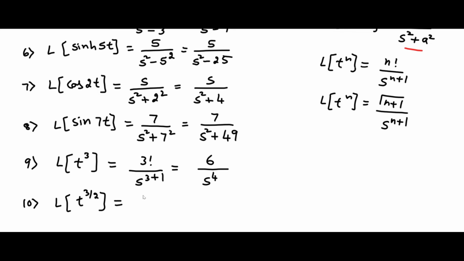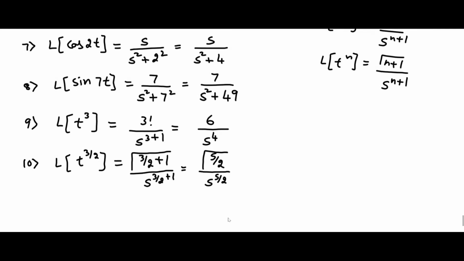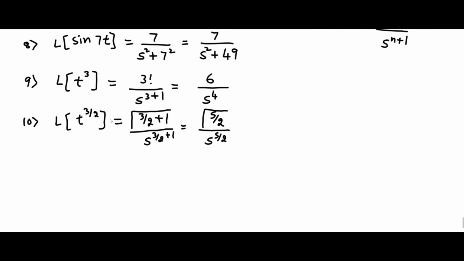So that's the formula. Here the value of n is 3 by 2, so we get 3 by 2 plus 1. It is a gamma function: gamma of 3 by 2 plus 1 divided by s power of n plus 1, which is 3 by 2 plus 1. If you simplify, 3 by 2 plus 1 will be 5 by 2. So we get gamma of 5 by 2 divided by s power of 5 by 2. But we need to find the value of gamma of 5 by 2.